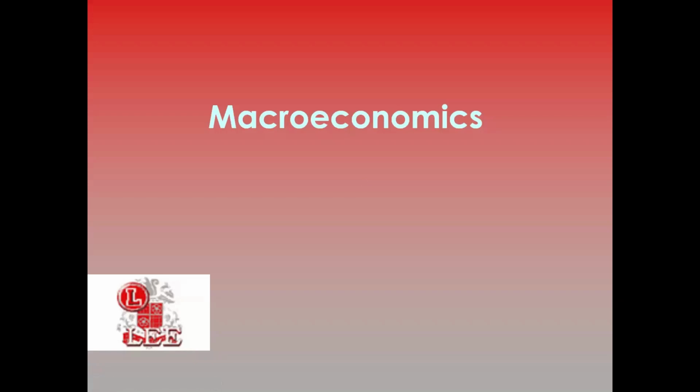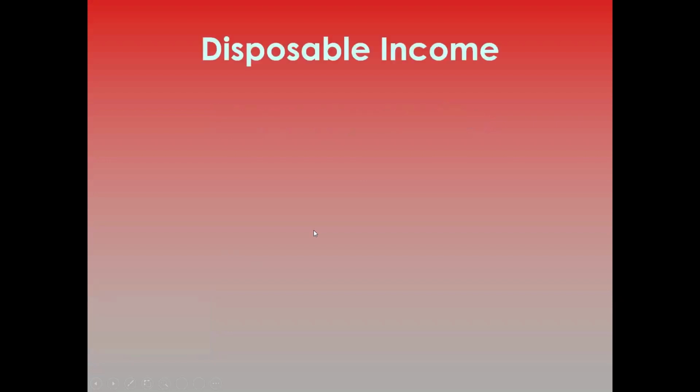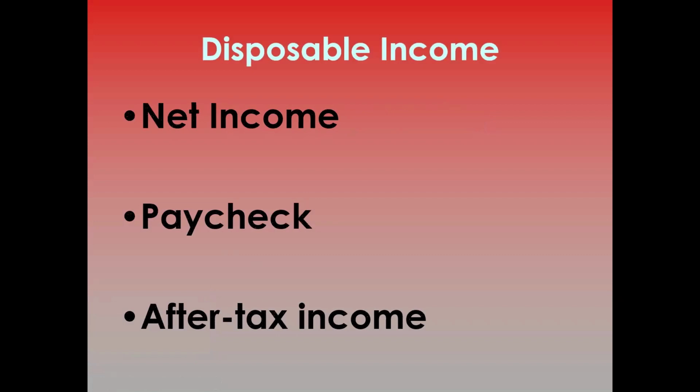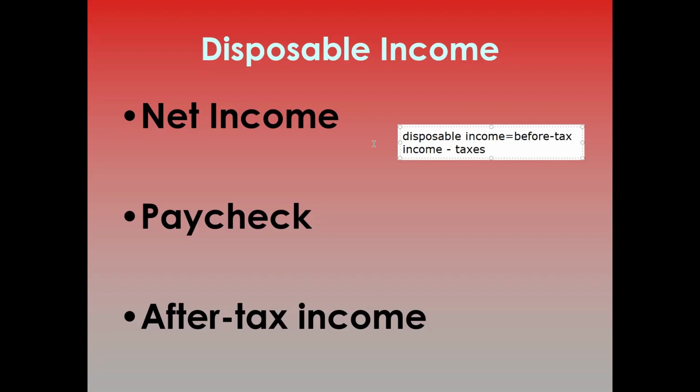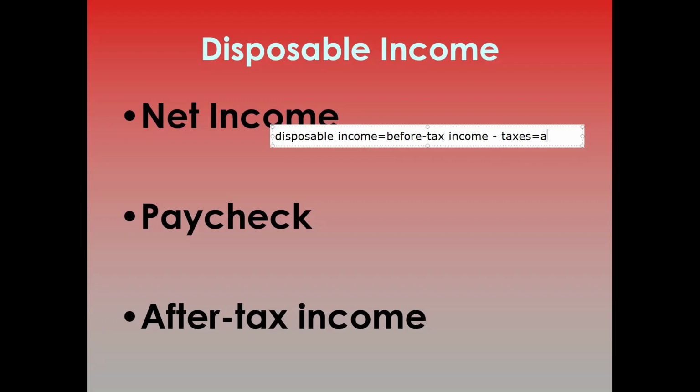Showing more context behind the descriptions. So disposable income includes net income, the paycheck, and after-tax income. It includes all three of these, and they make up what would be disposable income. Usually disposable income is equal to your before-tax income minus taxes. That's usually how they calculate it. So it's mostly just after-tax income.